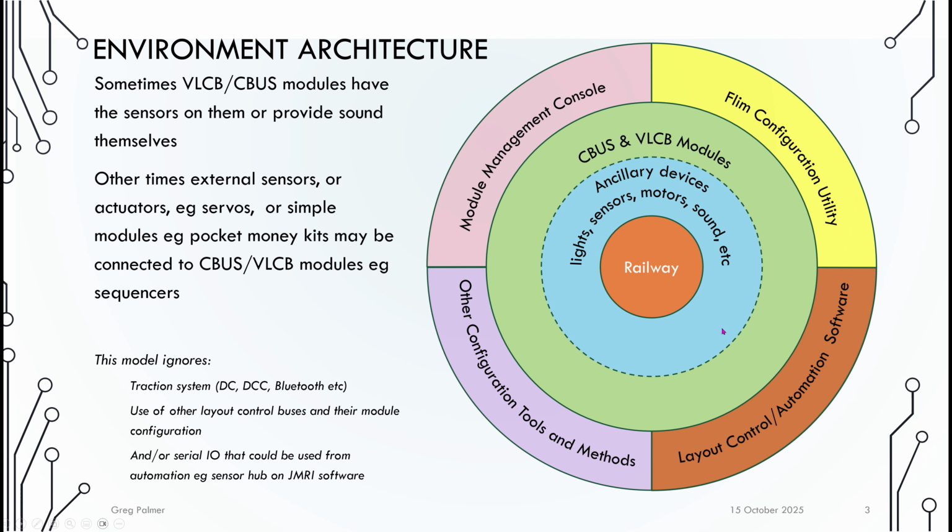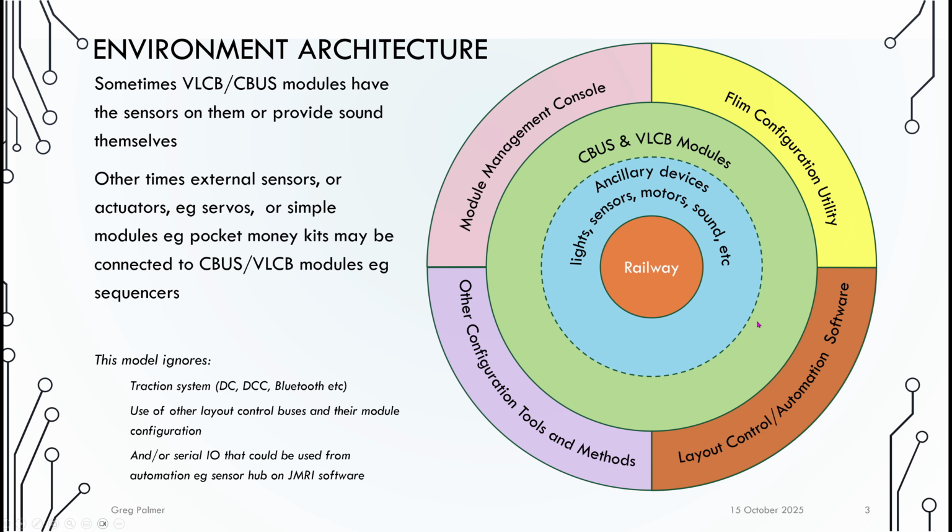The environment. The railway is the center of the known universe, and probably the center of the unknown universe as well. Around that we have a whole pile of things. We've got lights, sensors, motors, sound, whatever we're trying to control or bring in as information. Those sensors and actuators are driven by our CBus and VLCB modules.